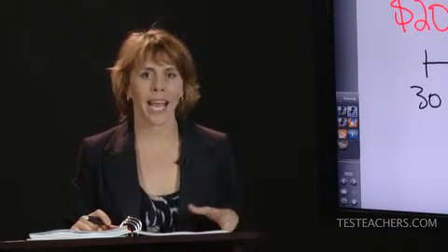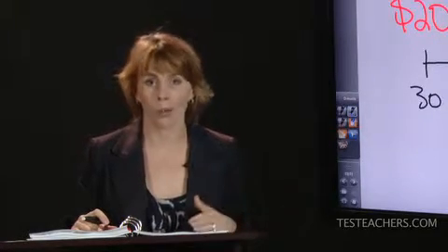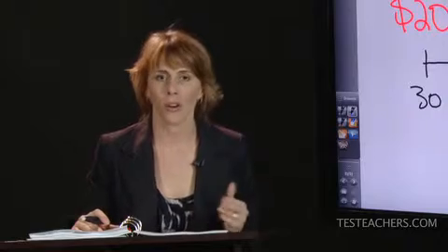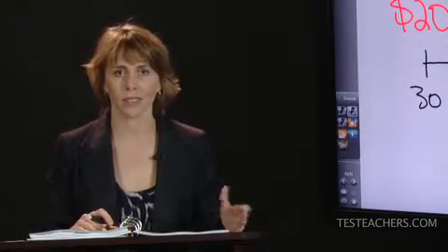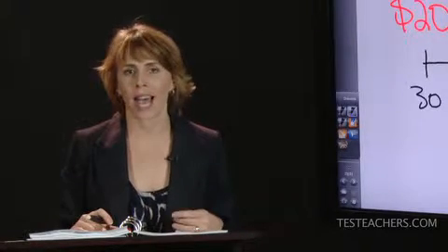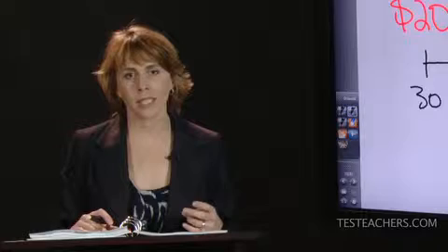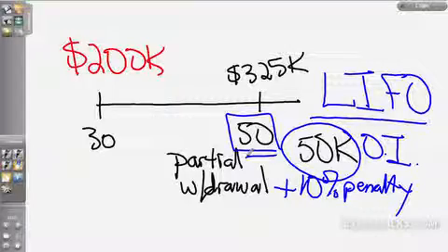Now, if you were taking the money out to pay for college or death or disability, they are going to waive the 10% penalty. The earnings, however, are still going to be taxable at ordinary income rates. So I do expect you will have a question on a partial withdrawal. It is taxed LIFO. And the only time the penalty applies is if your client is under what age? 59 and a half.